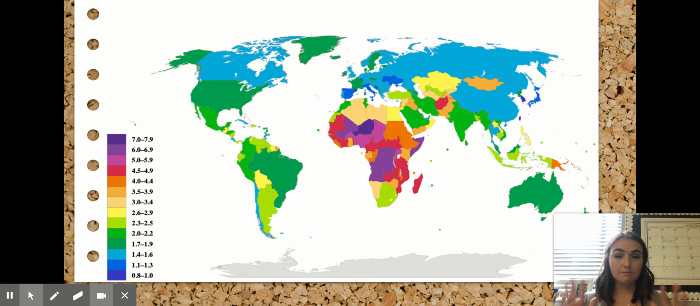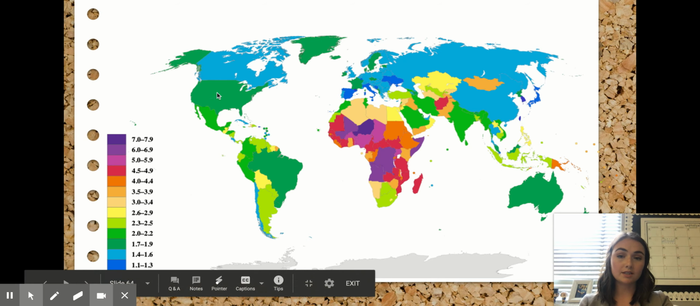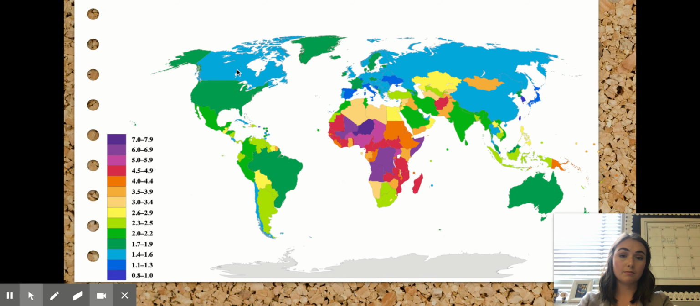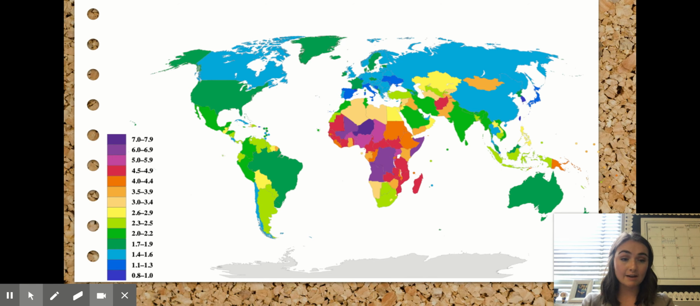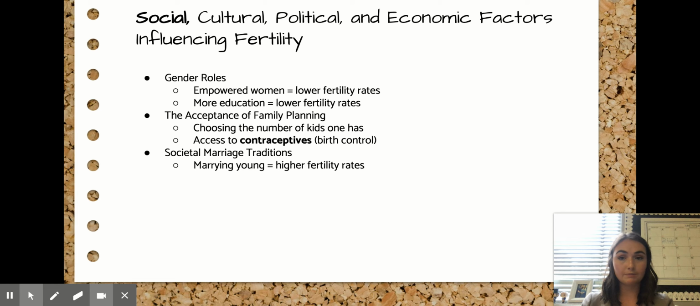This is a map of overall fertility rate. You can tell the more developed countries have fewer children, where the more undeveloped countries have a lot more children. And that has to do with access to contraception and cultural norms as well. So we're going to look at a few factors that influence fertility rate and why these countries might have a high fertility rate or a low fertility rate.